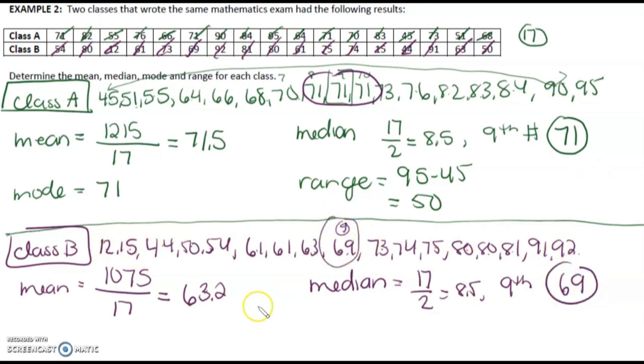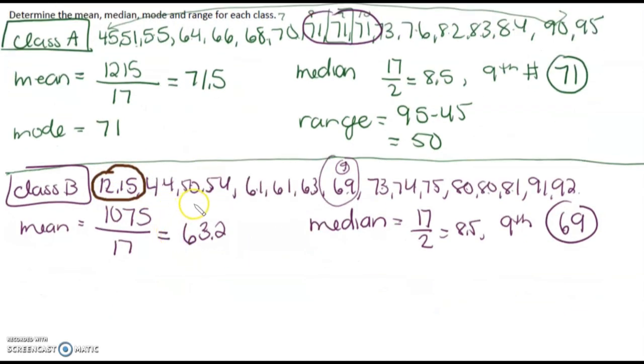Okay, so our average is quite low, lower than class A, but our median's almost the same. There's such a discrepancy here because remember how the mean takes into account outliers? Well, these two marks here, 12 and 15, are massive outliers. They're going to really pull that average down.